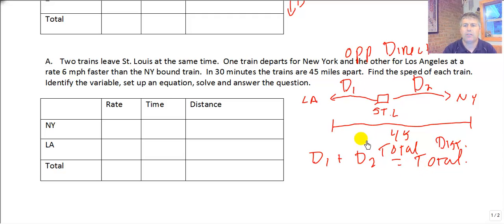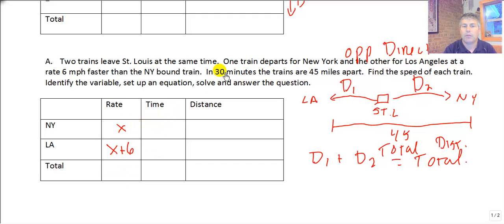Let's go ahead and fill in our chart. Okay? We should know the rate of the New York and the LA bound trains, or at least know how to represent the rate. One train departs for New York and the other for LA at 6 miles an hour faster than the New York bound train. So the LA bound train is whatever the New York bound train is plus 6. But we don't know the rate of the New York bound train, but we can express it as x.